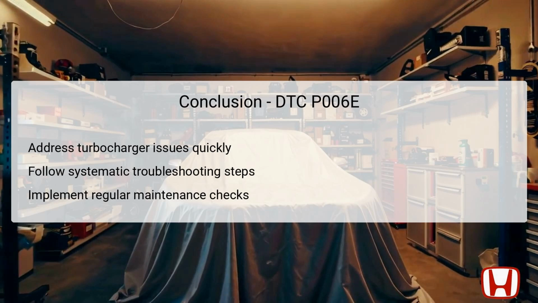In summary, addressing DTC P006E promptly is crucial for maintaining the performance and efficiency of the Honda Accord's turbocharger system. Following the systematic troubleshooting steps outlined ensures that all potential causes are thoroughly investigated, whether they be related to open or shorted circuits, or even faults within the PCM. Understanding the components and operations related to this code cements the basis for successful diagnostics and repairs.